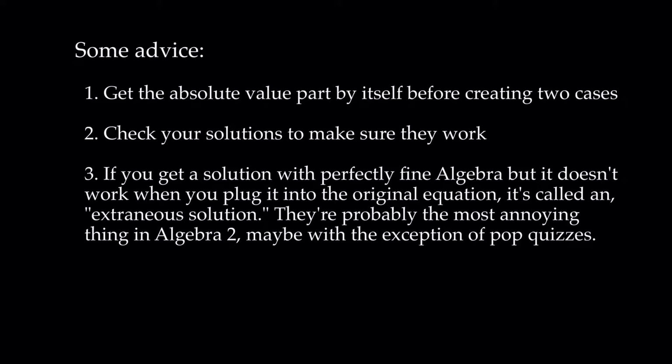Okay. And then, I just put a little note here. They're probably the most annoying thing in algebra 2, maybe with the exception of pop quizzes. Okay. So when you get an extraneous solution, you remember on that last problem we solved it out and we had x was -5 and also x was 5/3. We found out that this one worked, but this one didn't work. So when you get an extraneous solution like -5, you'll just leave it out and you'll say, hey, this is the only solution that actually works. Like, this is my solution.